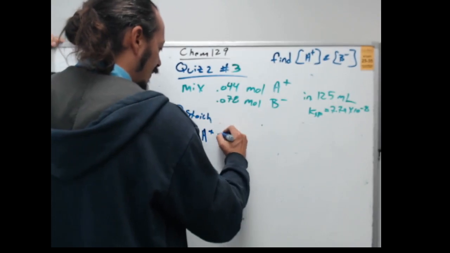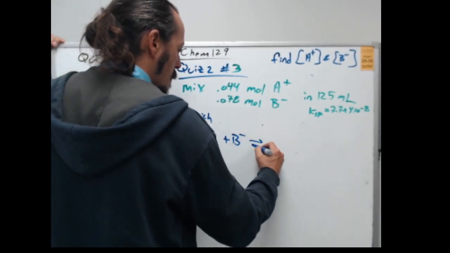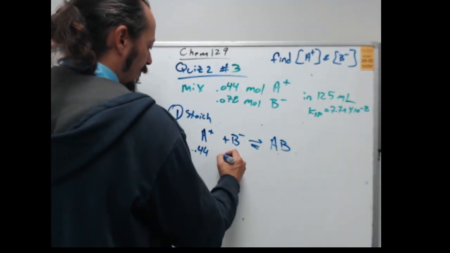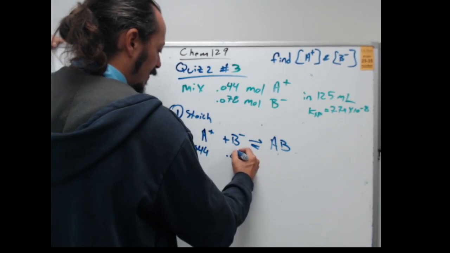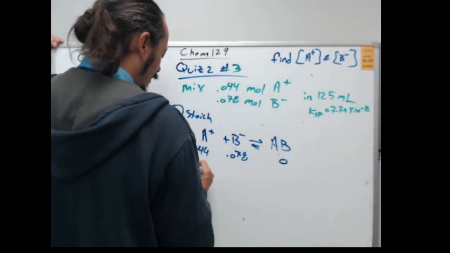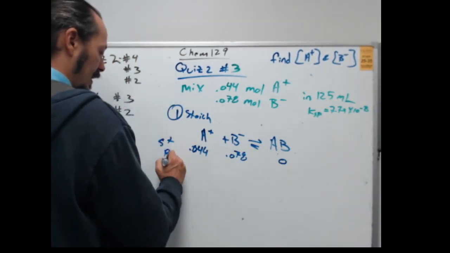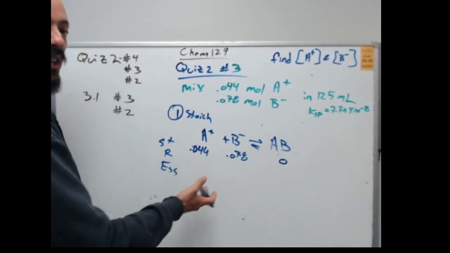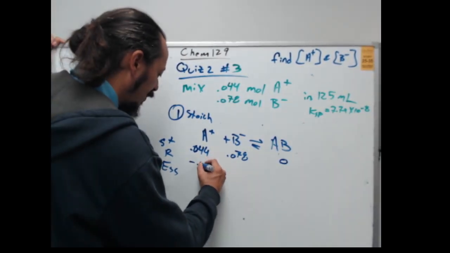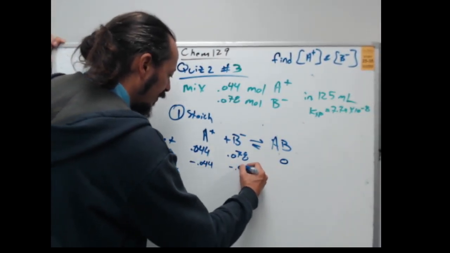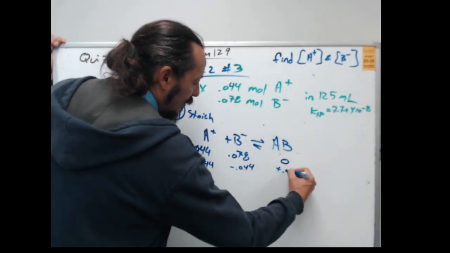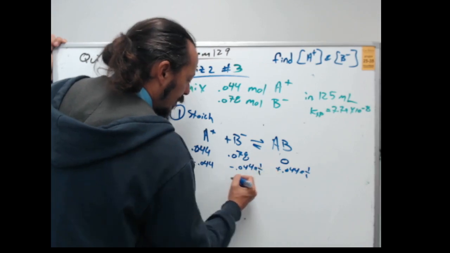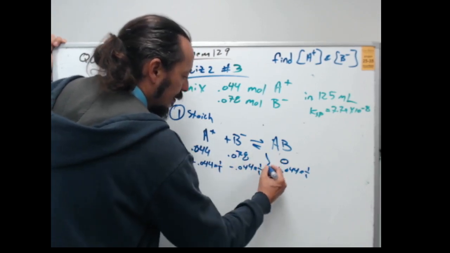So I'm going to have A plus B minus goes to AB. I'm going to have 0.044, 0.078, and 0. This is my start, react, excess. It's a 1-to-1 ratio, so I can figure out the limiting reagent in my head: minus 0.044, minus 0.044, plus 0.044. 1-to-1 ratio.